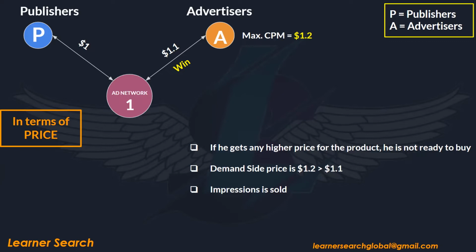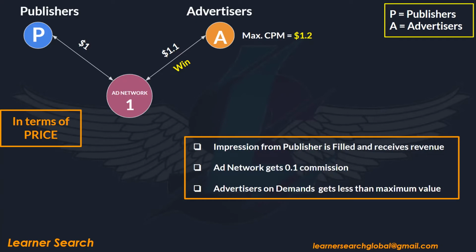Perfect. Then the demand side price is $1.2, which is greater than $1.1. Now the impression is sold. So the demand price is greater than the selling price, which means he's willing to pay. In this case, the impression is sold, right? Yes, I'm willing to pay $10 for the product, you're going to say. What you said, you are selling at $9 only. So definitely there is a 100% chance of taking that, right? Yes, I have $10 in my pocket. I'm ready to buy because I have the money for that. I'm willing to pay for that. Now, what happened next?